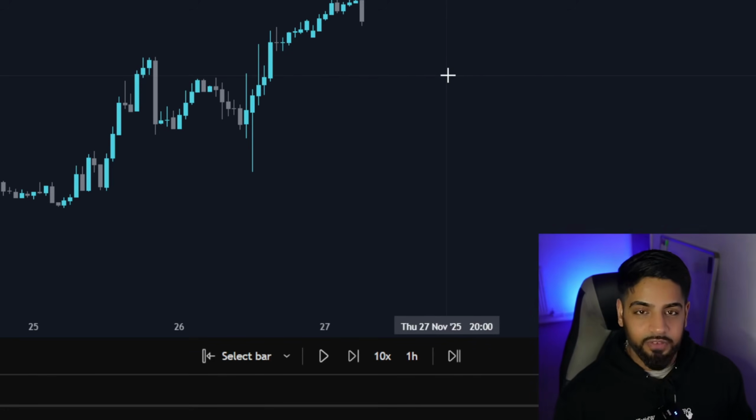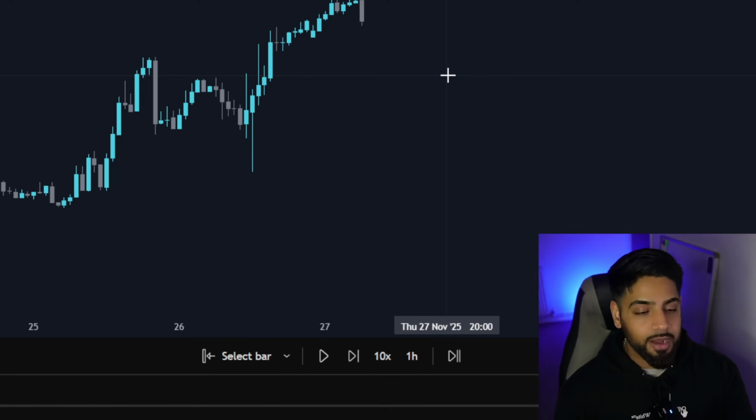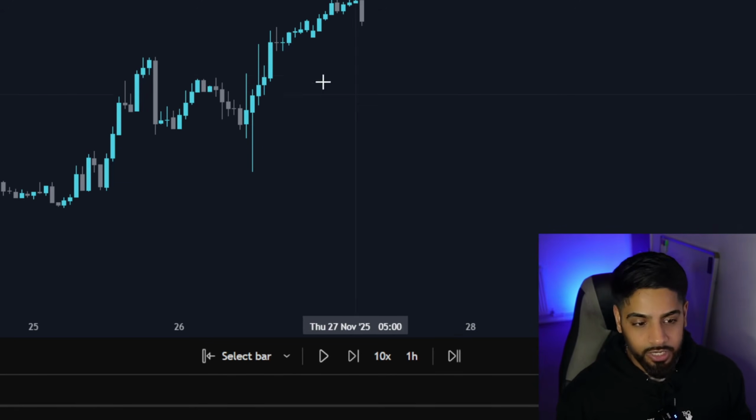So next, we have to identify key areas of interest. Now, areas of interest can come in all different shapes and sizes. We've got fair value gaps, we've got order blocks, we've got inverse fair value gaps. There's loads of different concepts. Now, for me, I like to keep my life simple and I focus on two different things: order blocks and fair value gaps. Now, for this video specifically, I'm going to be teaching you about fair value gaps. If you want to learn about order blocks, go and check out some of the other videos on my channel. They'll teach you exactly what you need to know.